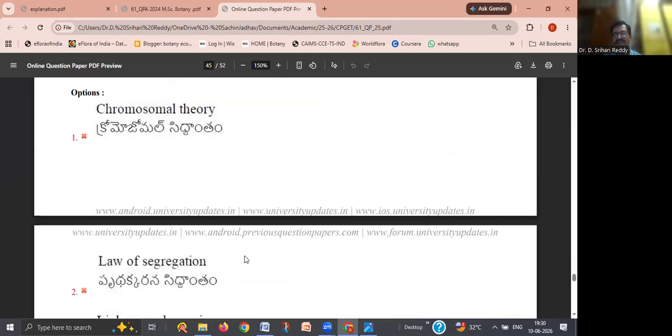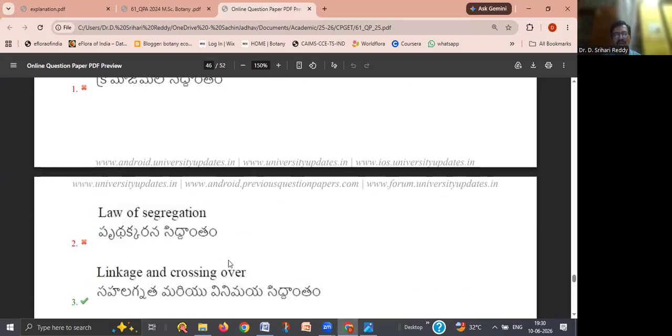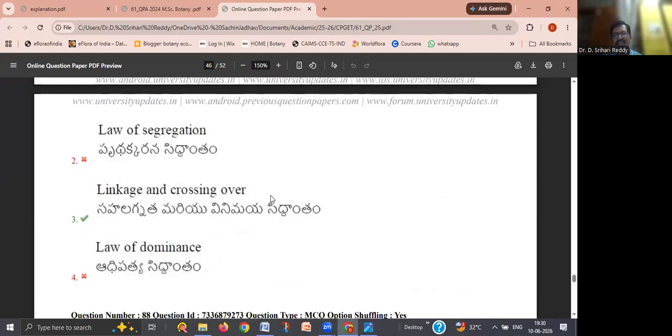And law of segregation. Who proposed the law of segregation? Linkage and crossing over, who proposed linkage and crossing over? And the law of dominance, who proposed it? Law of segregation, law of dominance: these are proposed by Gregor Mendel. Mendel's laws: law of segregation, law of dominance.